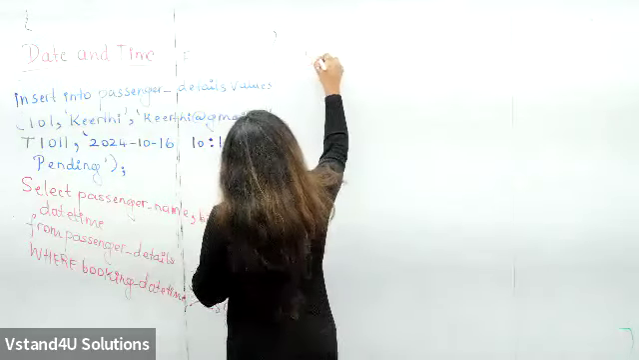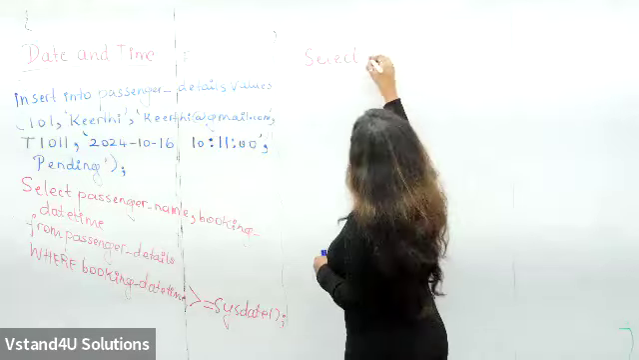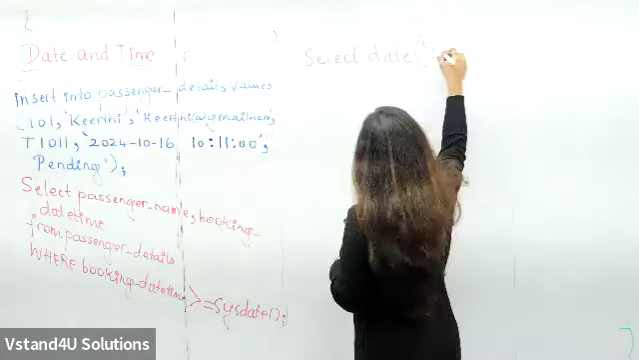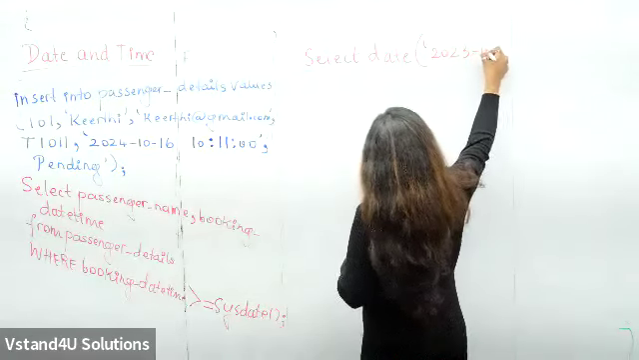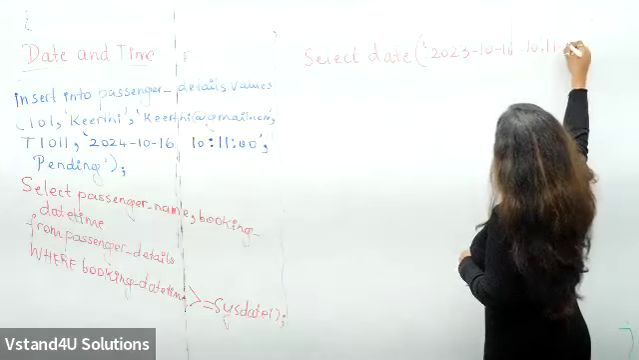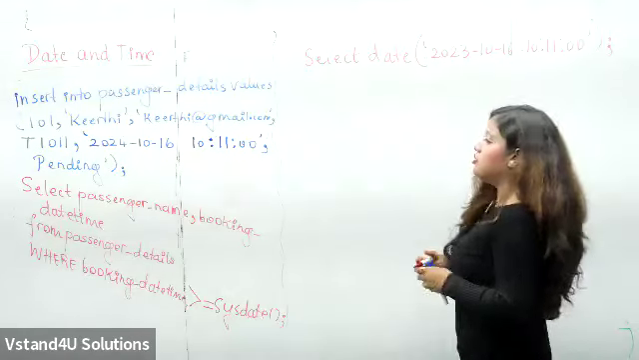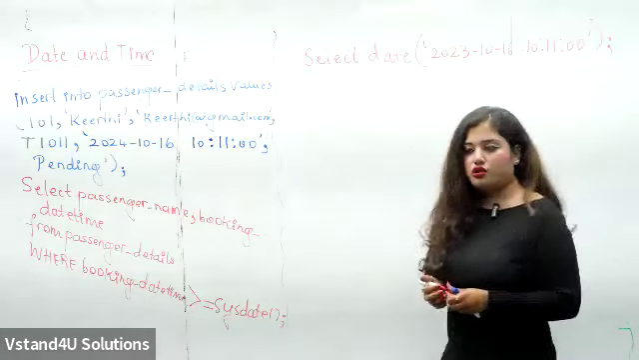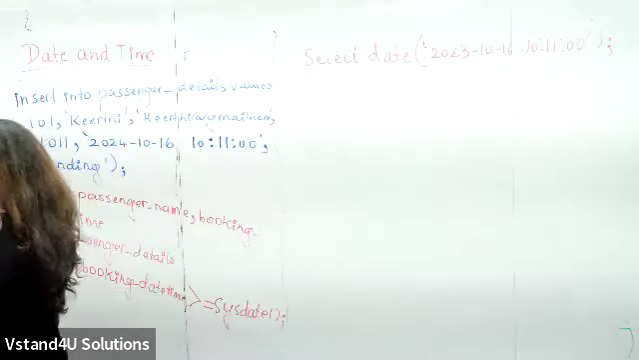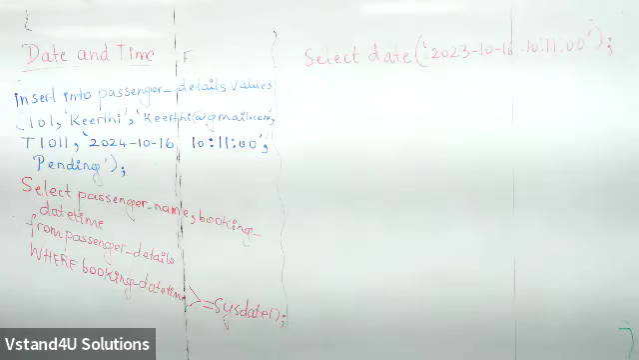You will write the query as select. Now they are telling you to find the date. What is the date they have given? 2023 10 16 10 hours 11 minutes 0 6. Clear with this? Yes or no? Should I select it from any table? Why? Because that is the raw data. Yes.